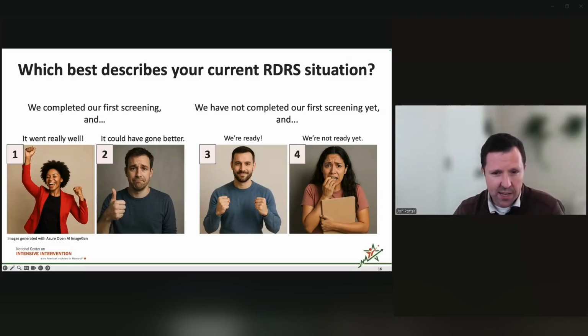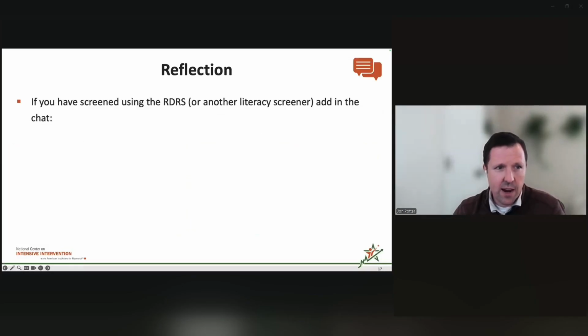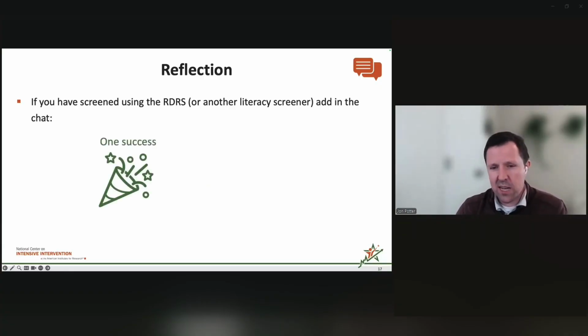So if you have collected your data, I have a question for you here. If you screened using the RDRS, or maybe it's another literacy screener, if you've done other literacy screening in the past, in the chat I just want you to add in one success. You've collected screening data. What's one thing that you are proud of, or one thing that went well in collecting either the RDRS or other literacy screening data in the past? I'll give you a second to add that to the chat.